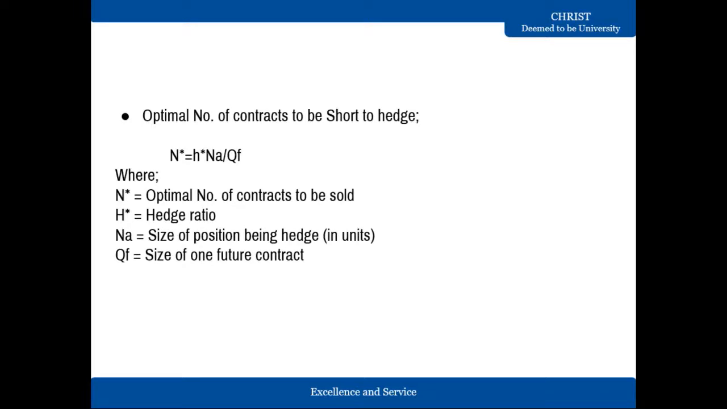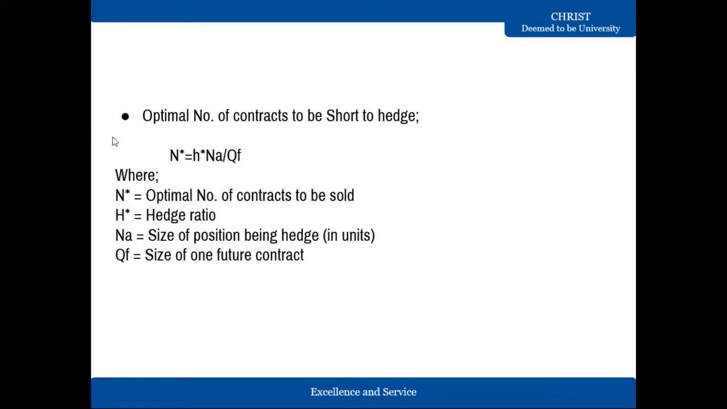What is next? This is very, very important. Once I have understood what percentage of my portfolio I have to hedge, the next question is how many contracts I need to hedge. When I decide that 25% of my portfolio is to be hedged, that 25% is 25,000 rupees. How many future contracts I have to hedge will be explained through this optimal number of contracts to short to hedge.